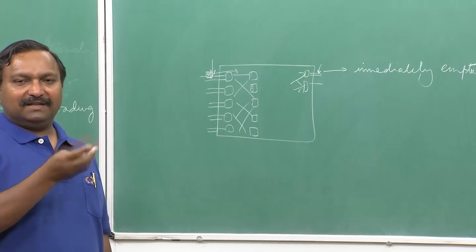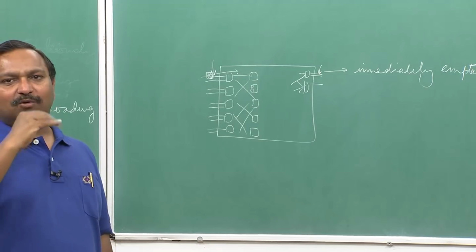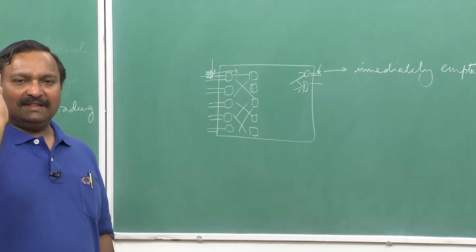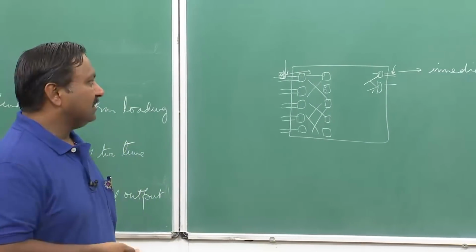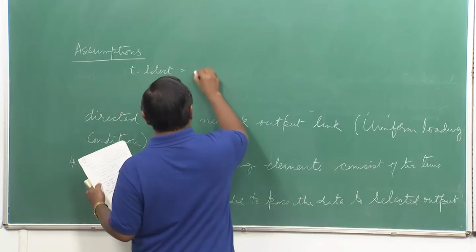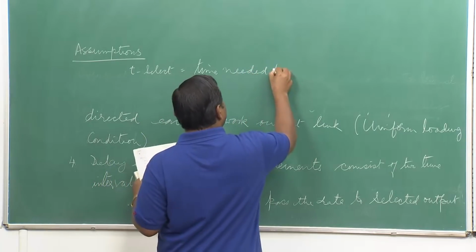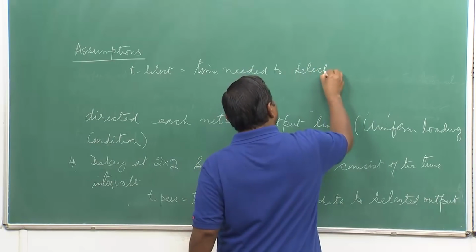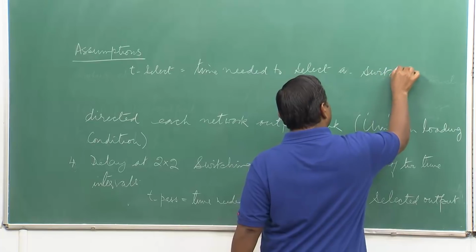So, first of all, when the packets are there, there will be TSelect, it will be decided which packet will go to which output or whether it will not go, it has to be kept in the buffer, and then that TSelect phase will be over and then Tpass will start. Okay. So, this is that particular time. TSelect is the time needed to select a switch output.